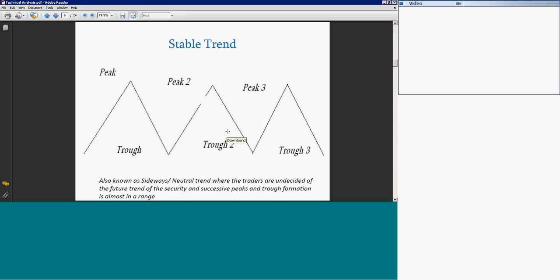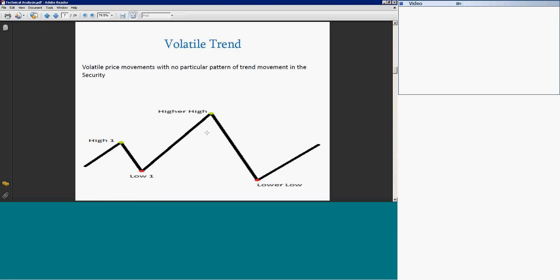Sometimes the markets are moving nowhere. This is when you see higher highs and lower lows in that formation. When you cannot ascertain exactly what is going on, in technical terms it is a volatile market.